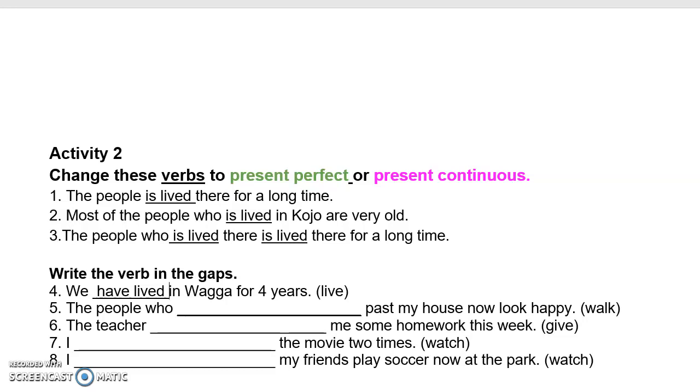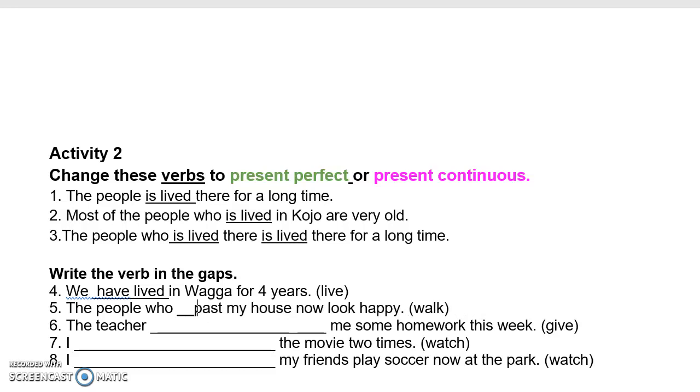Actually, I'll do number 5 with you. The people who something passed my house now look happy. So the time, we know it's happening now. So to talk about a verb happening now, we use the present continuous. And we need to use the verb walk. So let's change that. The people who, present continuous starts with the to be verb. The people who are, and it ends with an ing verb. So walking. Past my house, now look happy.